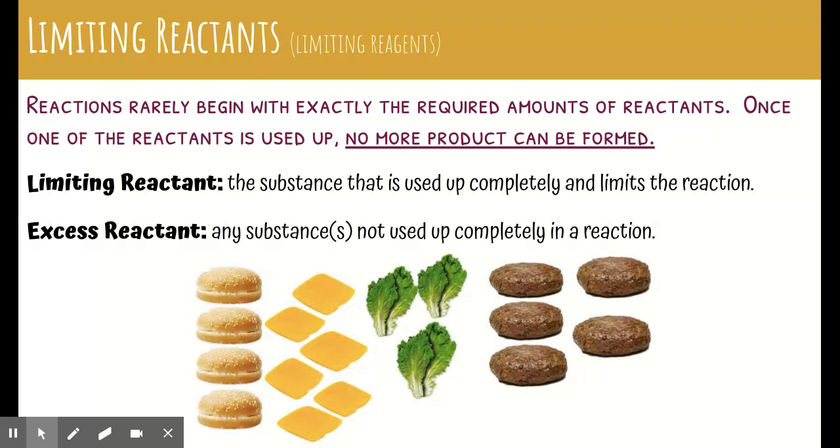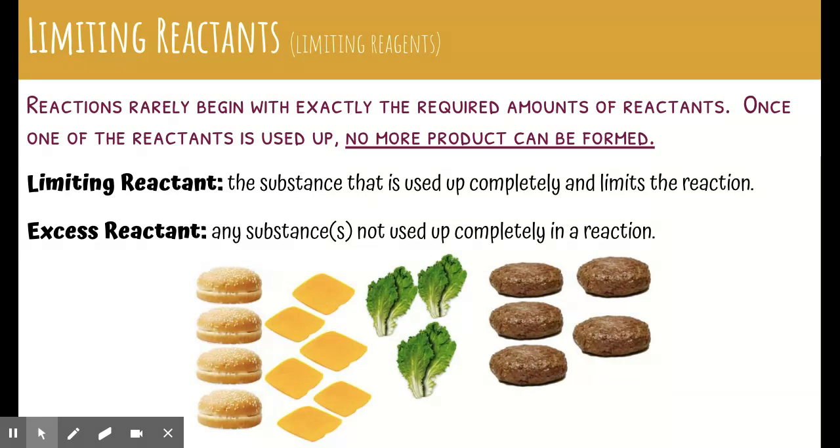Okay, so the difference between these: your limiting reactant is a substance that is used up completely and makes the reaction stop happening. So it limits the reaction. The excess reactant is anything that is not used up completely. So you can have more than one excess reactant, but your limiting reactant is going to just be one thing, unless you have two substances that will be used up exactly at the same rate.